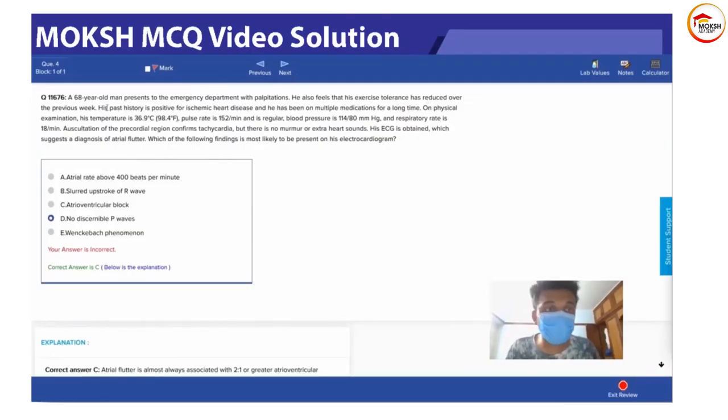Here the patient was given, there was a patient who had palpitations, she had some positive history, you can read the question yourselves, but ultimately they have given us the diagnosis. So never waste your time when they give you the diagnosis, okay? So you have a diagnosis of atrial flutter, and now they're asking what is the most likely finding to be present on his ECG.